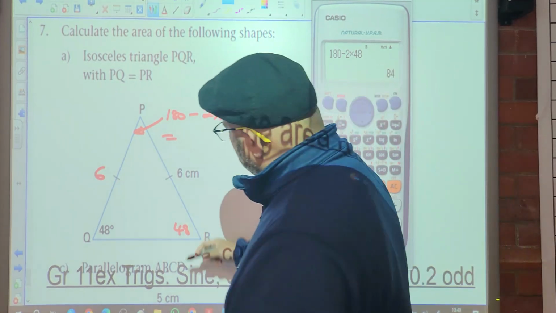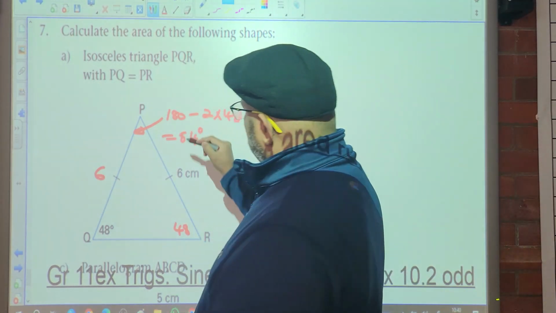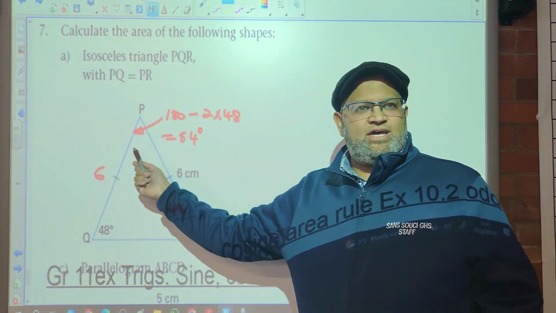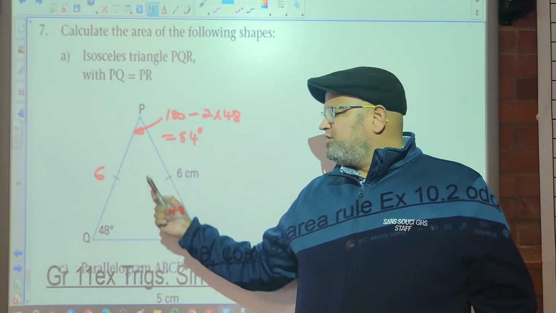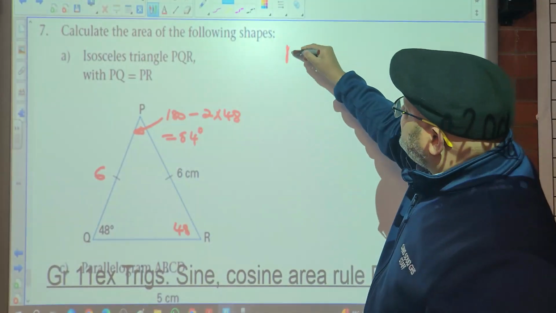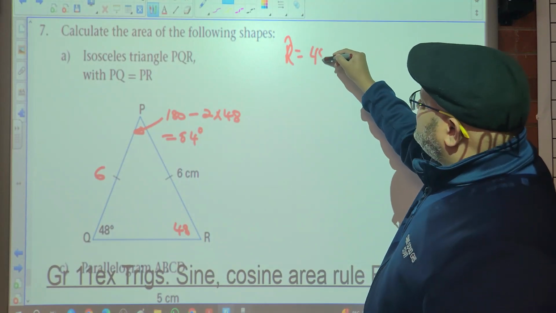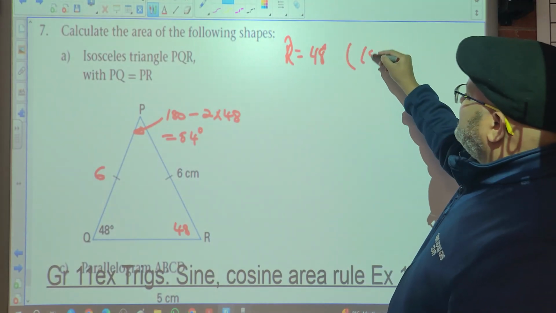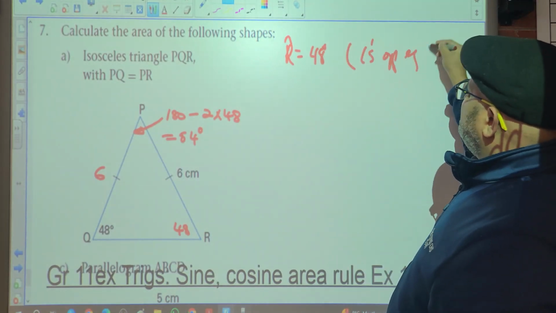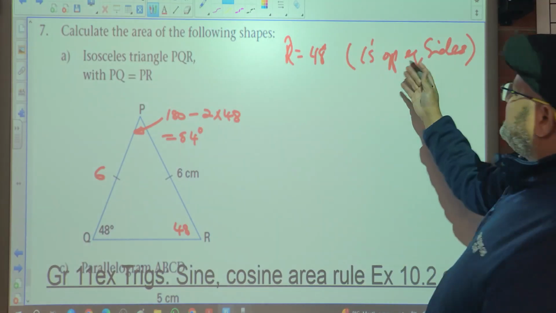Okay, one side. So we have 2 lengths and an included angle. You see that, people? Do I need to write it out? Do I need to say that angle R is 48, the reason being angles opposite equal sides? Do I have to give the reasoning?